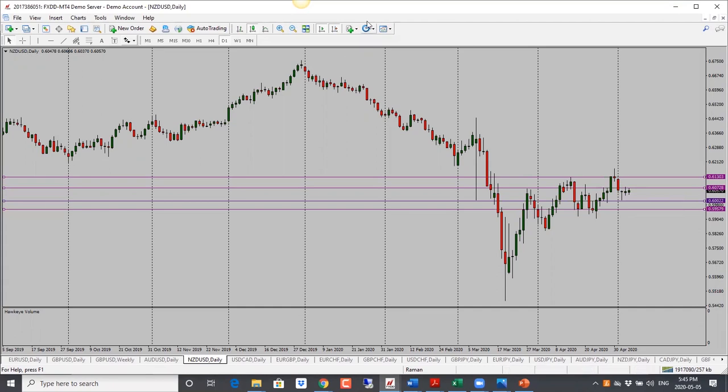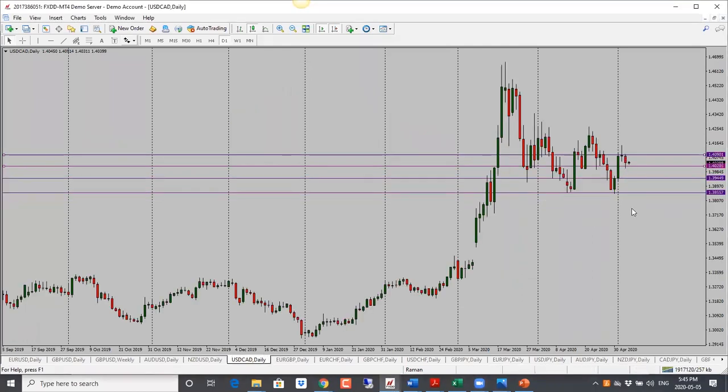Now the numbers came in positive for New Zealand dollar, which has pushed it back up. But if it holds below the high of 0.6080, I am looking for a drop back down towards 0.60, and then below that 59.50. So bearish bias for New Zealand dollar as well. Dollar CAD here, this one's also looking bearish.